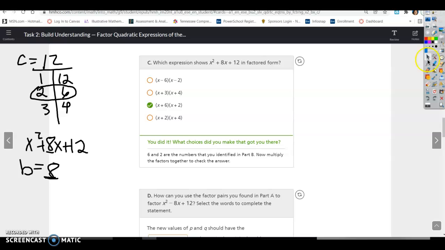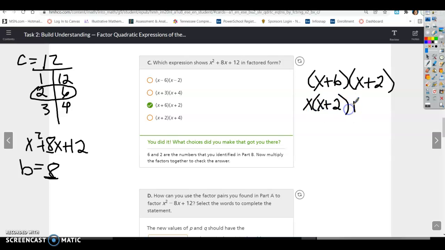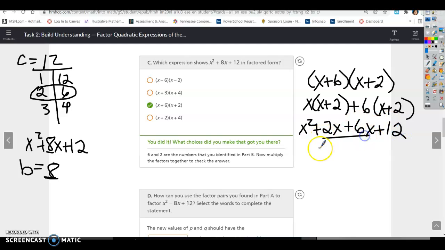Now, let's check it. If we have x plus 6 and x plus 2, I'm going to use distributive property to multiply this out. I'm going to have x squared plus 2x plus 6x plus 12. If I combine those, there's my 8x, that's my p and q I'm combining, and 12. So yes, this factored form does equal the standard form when we check it. It's not a bad idea to multiply it out and check things.